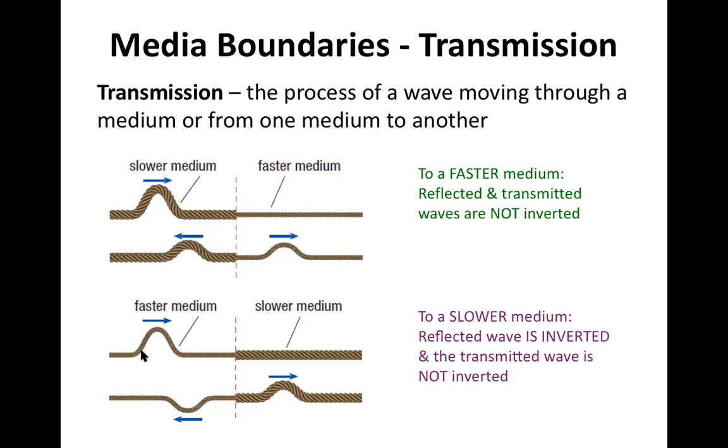However, if we go from a light rope to a heavy rope, we actually get inversion of the reflected portion and no inversion of the transmitted portion. So from any faster medium to any slower medium, we get inversion of the reflection. Notice there's never inversion when the wave is transmitted. There's only the possibility of inversion when it's reflected.